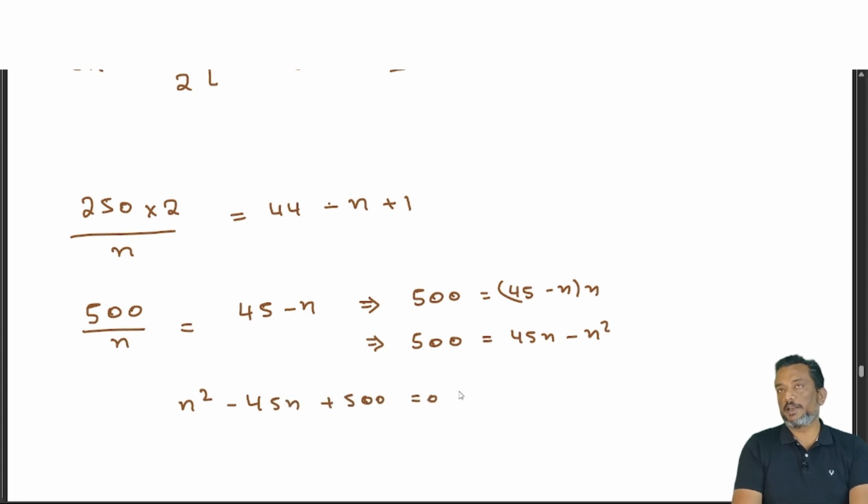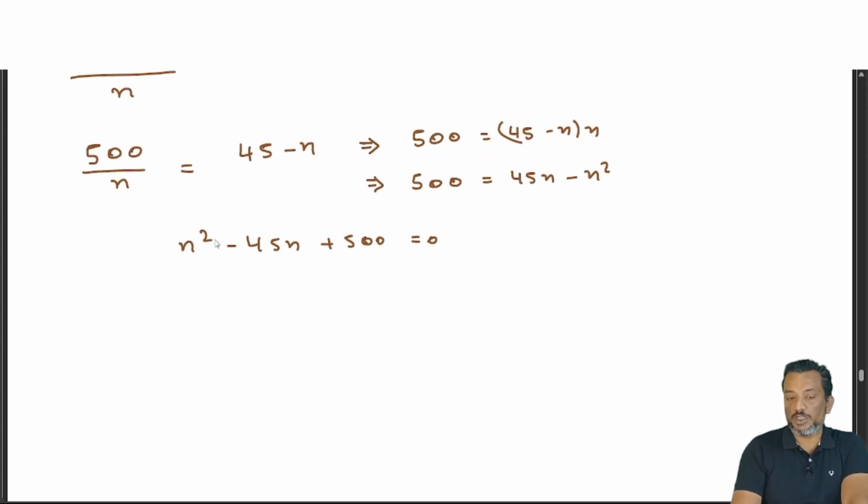Now again here you can see you will get a quadratic equation. So again, by the help of the quadratic equation you can factorize, using middle term splitting based on the coefficient of n square and the constant term. So I'm going directly: n square minus 25n minus 20n plus 500 is equal to 0. So n you can take common.